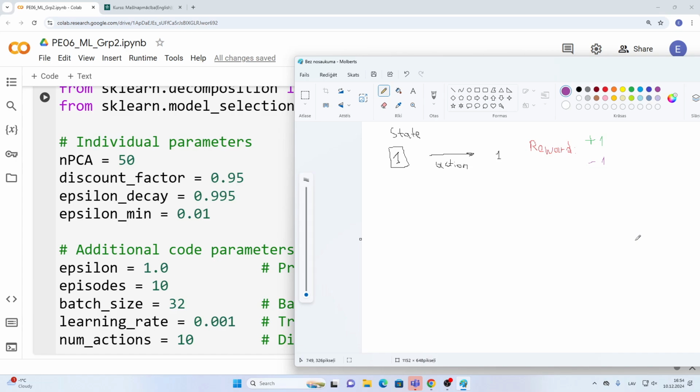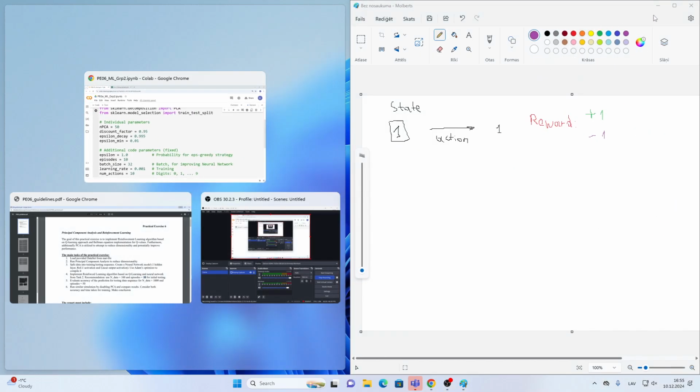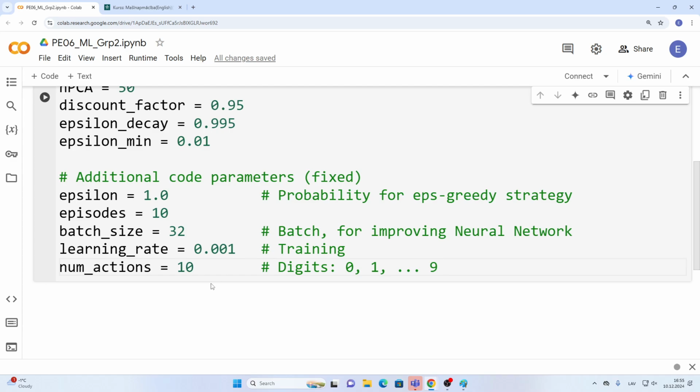Based on this reward, the algorithm is going to learn, as feedback from you, that it did well or not well, and improve accordingly. So, with that in mind, we can now say that we have number of actions 10. Now we can read the data file.